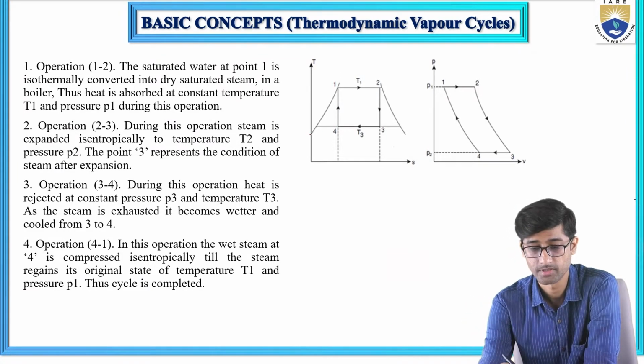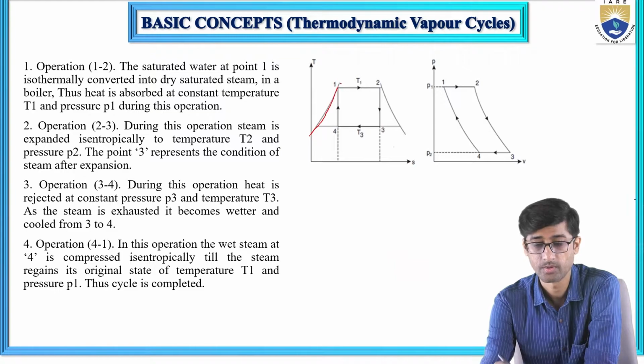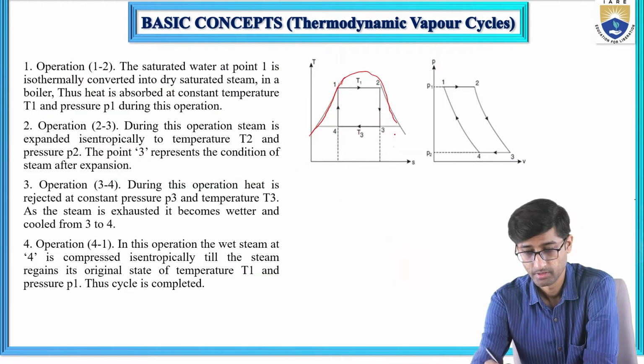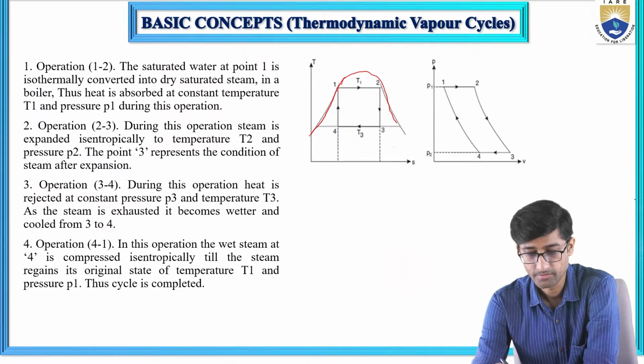So this is the diagram. See, this is the saturated liquid line, and this is the saturated vapor line. Initially, the steam is at the saturated liquid point. This is the saturated liquid in the boiler. Now, 1 kg of steam is going to the turbine. Here it is dry saturated, right?